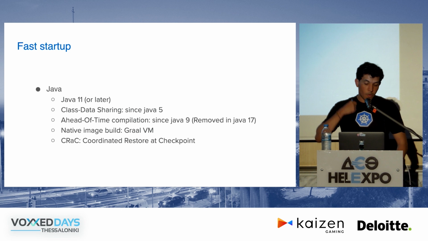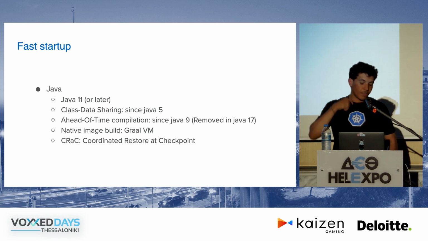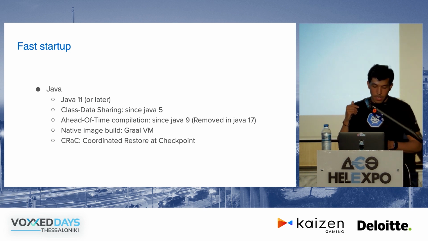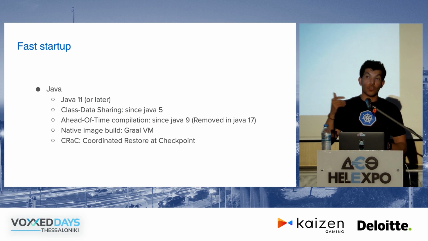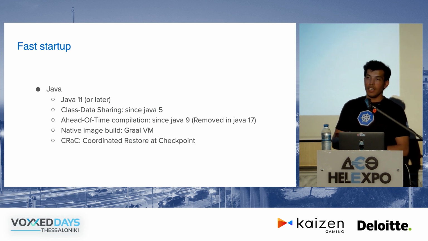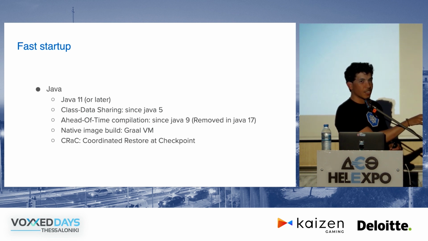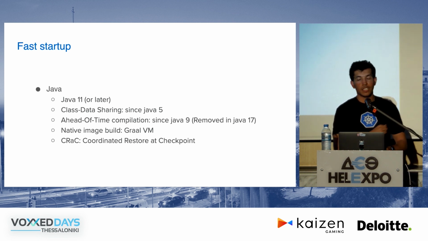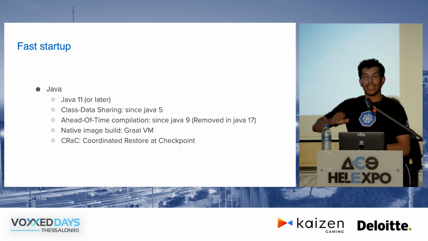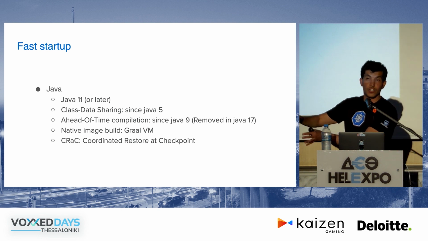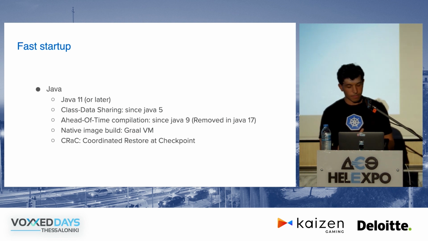There is also class data sharing. Before executing your code or your application, the JVM does a lot of things. Given a class name, it looks up the class name in the bytecode, loads it, verifies the bytecode, and then executes and puts it into an internal data structure, right?